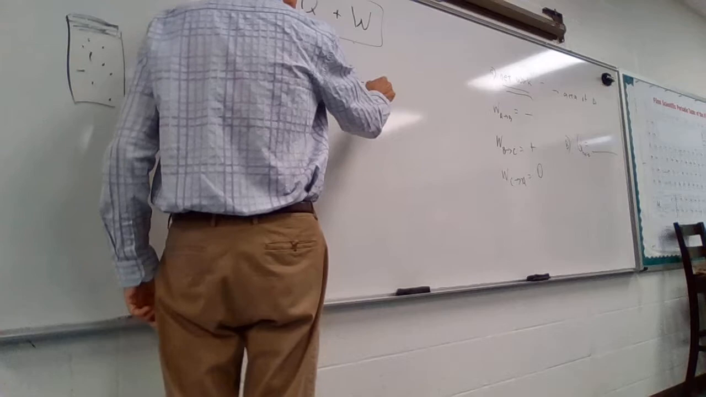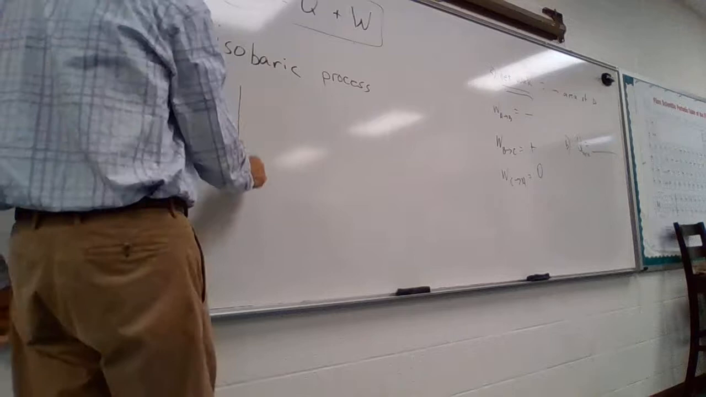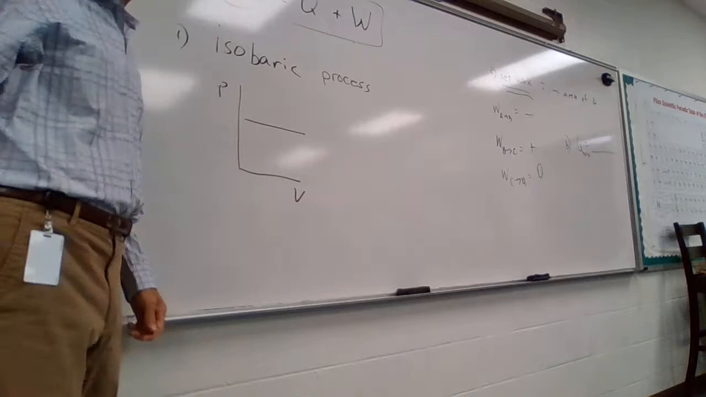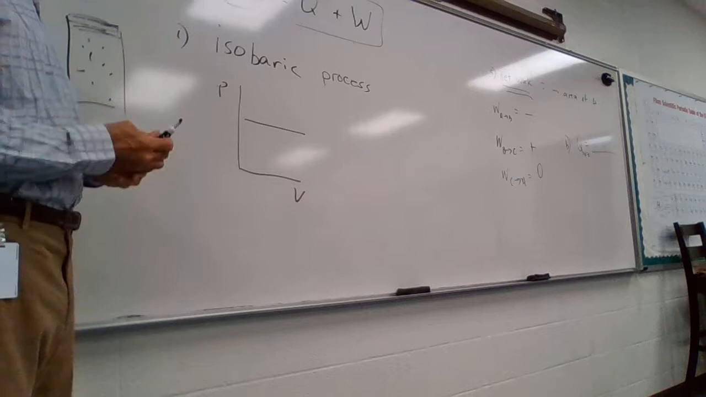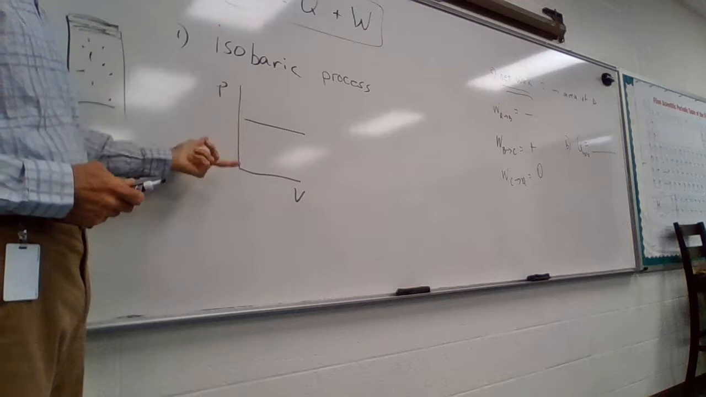In an isobaric process, the pressure remains the same. On the PV diagram, then, of course, that would look like a horizontal line. That's an isobaric process, where the volume might be changing, but the pressure stays whatever that is. The pressure remains the same. Okay. What happens to the first law of thermodynamics in an isobaric process?